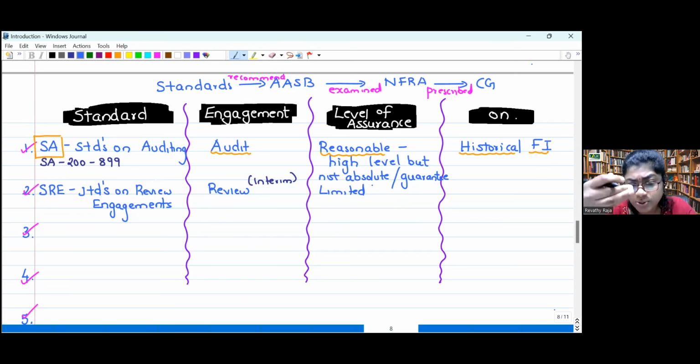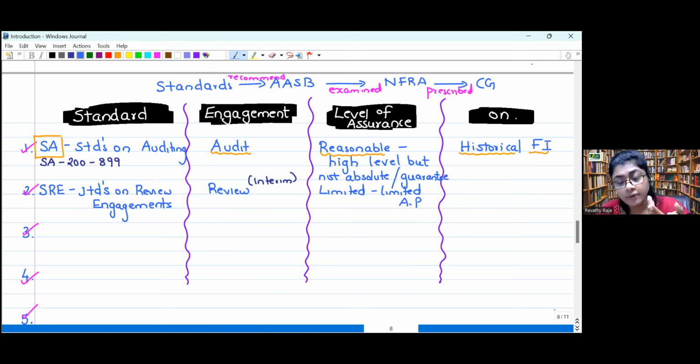Now, what is the difference between reasonable and limited? In which do you perform more procedures, reasonable assurance work or limited assurance? Very good. In reasonable, you perform more extensive procedures. Here you perform only limited audit procedures. So you will give only limited assurance. Why? Because it is only quarterly.